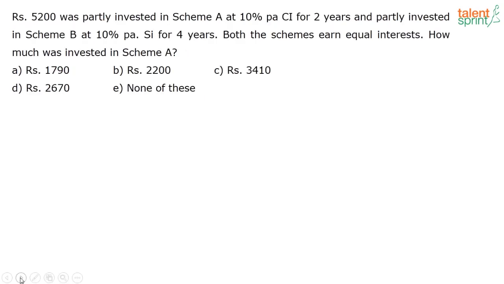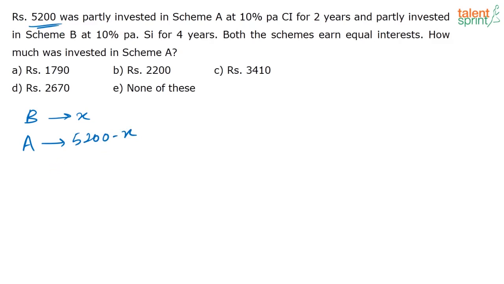Rupees 5,200 was partially invested in scheme A at 10% per annum compound interest for 2 years and partially invested in scheme B at 10% per annum simple interest for 4 years. Both the schemes earn equal interest. How much was invested in scheme A? See, there are two schemes, A and B. I'm just assuming that in scheme B, that person is investing X rupees, means in scheme A he is investing 5,200 minus X, because he has only 5,200 rupees in total.